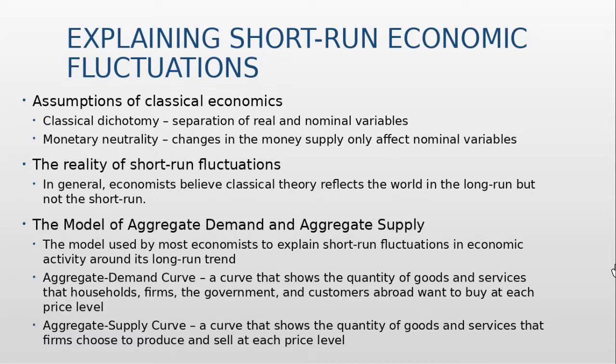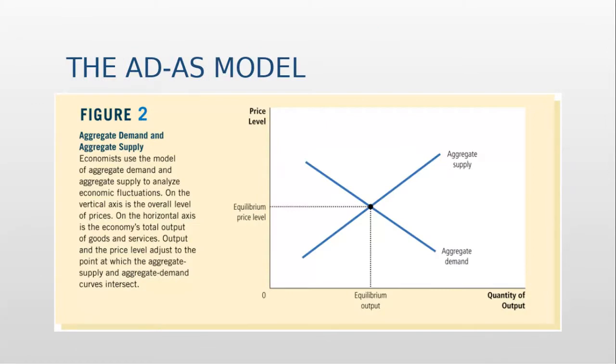Similarly, the aggregate supply curve is a curve that shows the quantity of goods and services that firms choose to produce and sell at each price level. So this is based on how much goods and services firms produce, and what's determining them. And ultimately, again, as you can see here, in a lot of ways, this sounds like a typical marketplace. And as you'll see on the next slide, that's kind of because it does resemble a market.